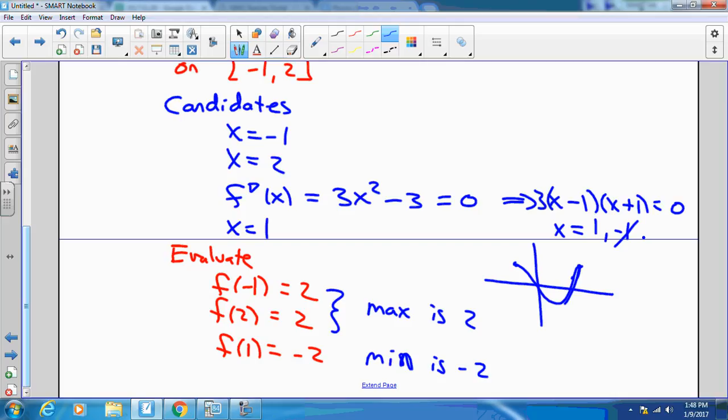Does that process make sense? Oh, this one is local max. What's that? Oh, local max. There is no local max there. Functions don't have to have local max.